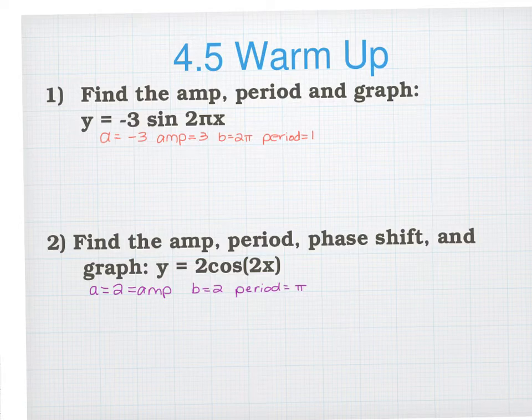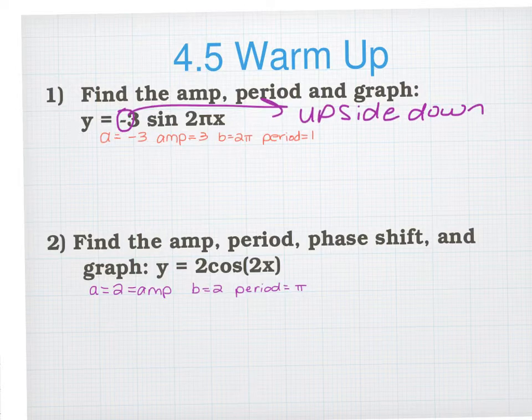So number 1 says to find the amplitude, the period, and the graph. So the A was negative 3, the amplitude is 3, the B is 2 pi, which means the period is 1. What's the negative on the 3 do to this graph? It's going to flip it so that it's upside down. So there's a reflection here. I want to make sure at the end I remember to flip it so it goes upside down, okay?